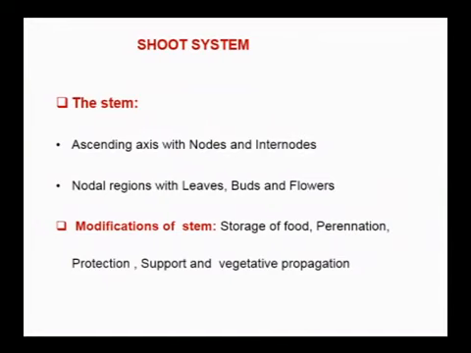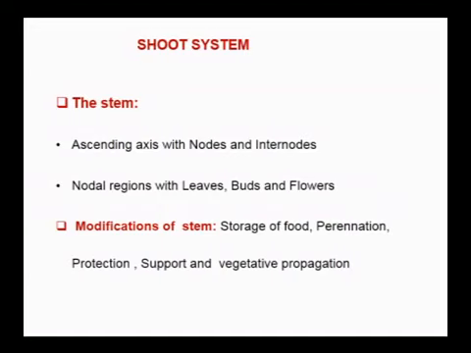To begin with the shoot system, the main branch of the shoot system is the stem. It is defined as an ascending axis, positively phototropic and negatively geotropic, having nodes and internodes. From the node, the leaves, buds and flowers arise, and the successive distance between the nodes is called the internode. The main function of the stem is conduction.